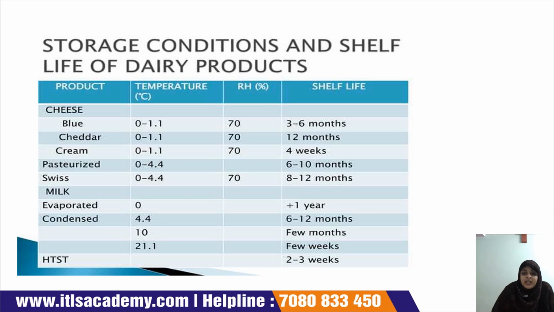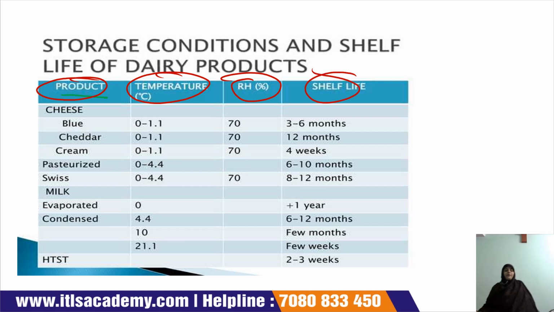Storage condition and shelf life of dairy products. Okay, the first column is about the product, then temperature, then RH, then shelf life. First product is cheese. Blue cheese: temperature range is between 0 to 1.1 degrees Celsius, RH is 70%, and the shelf life is around 3 to 6 months.